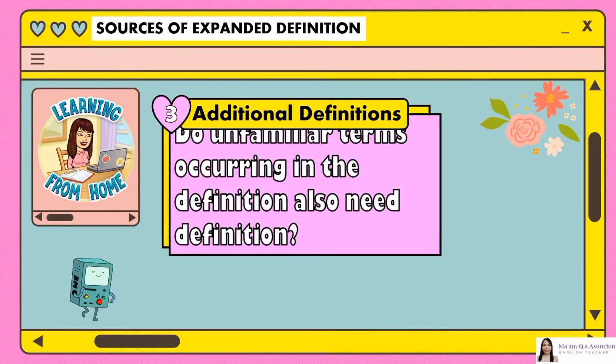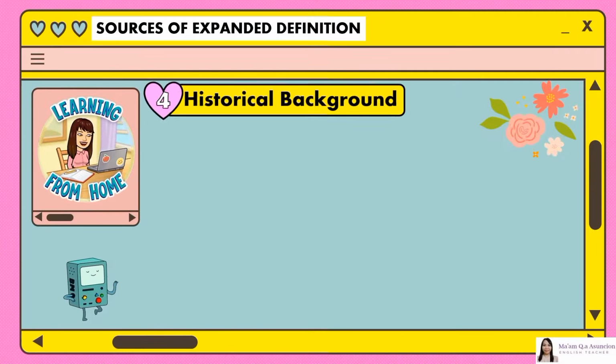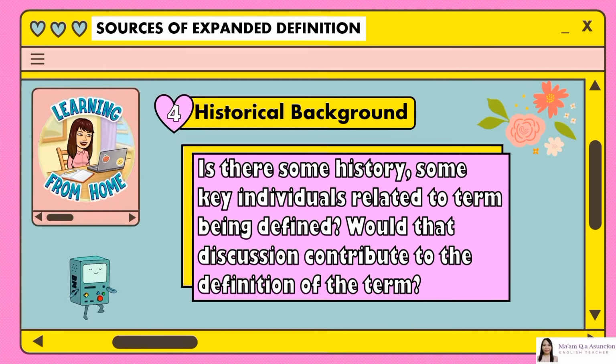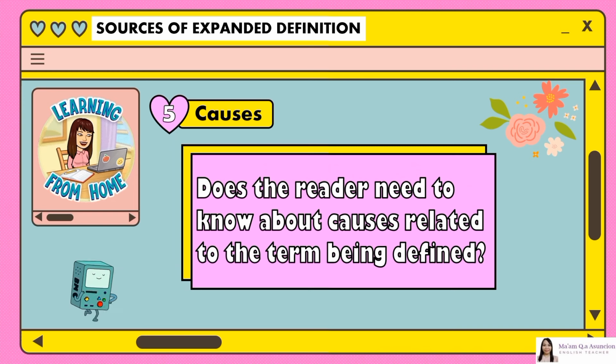Number 3, additional definitions. Do unfamiliar terms occurring in the definition also need definition? Number 4, historical background. Is there some history, some key individuals related to the term being defined? Would that discussion contribute to the definition of the term? Number 5, causes. Does the reader need to know about causes related to the term being defined?